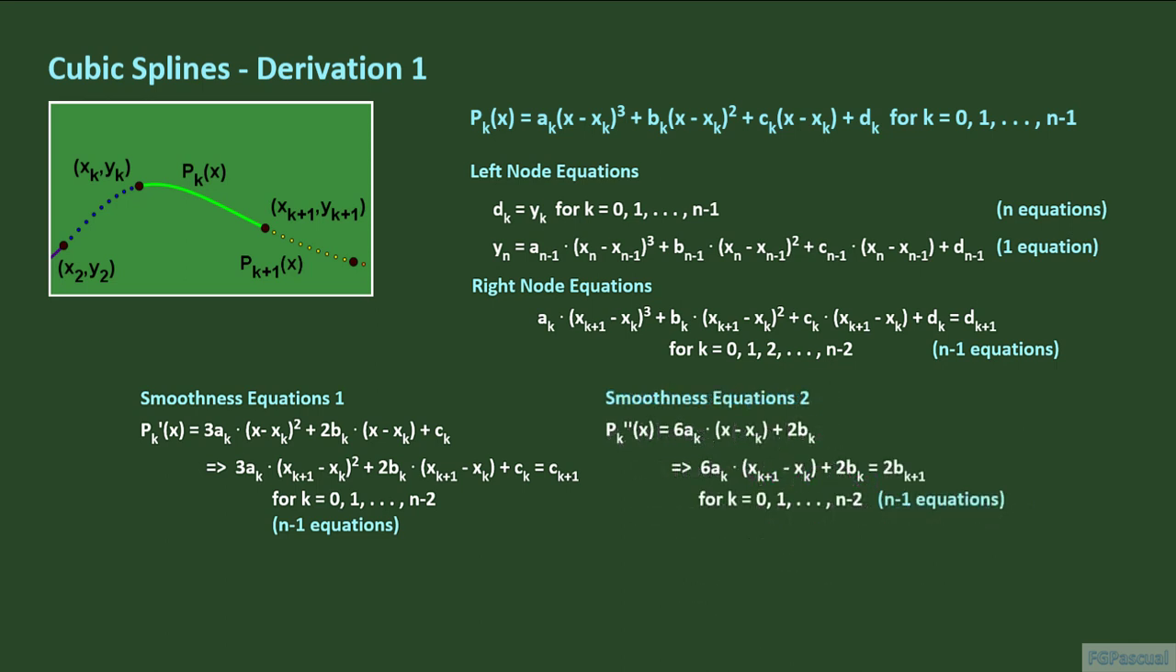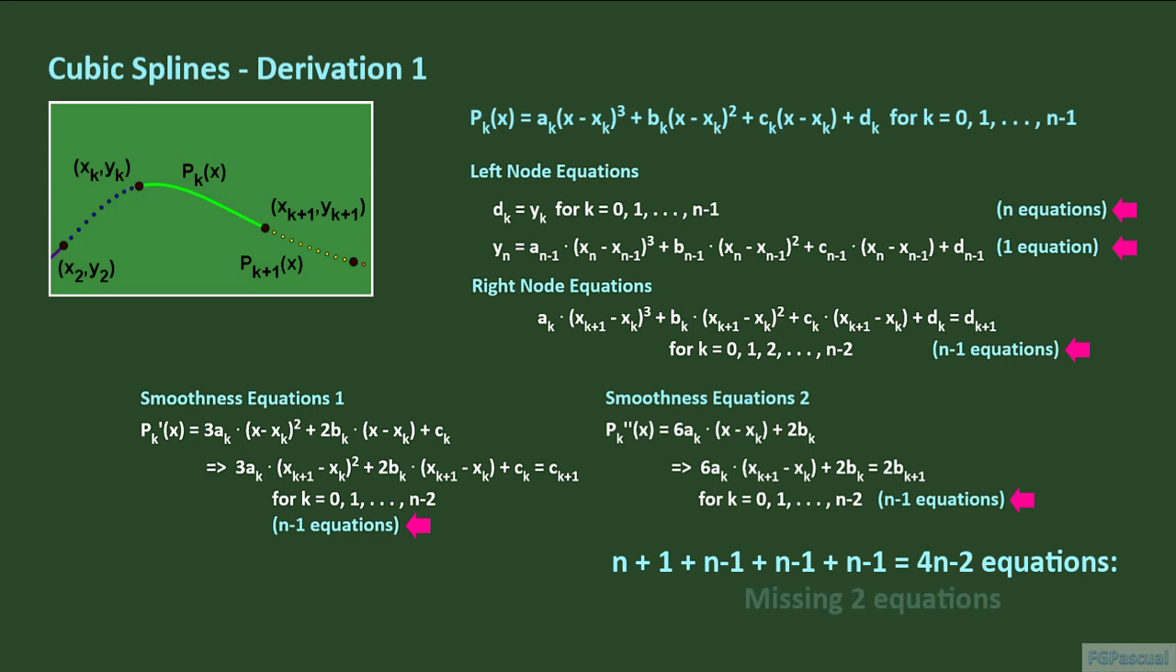Let us count the number of equations that we have. We have n plus 1 plus n minus 1 plus n minus 1 plus n minus 1, giving us a total of 4n minus 2 equations. This means we are 2 equations short of the 4n equations that we need in order to have a complete system of equations.